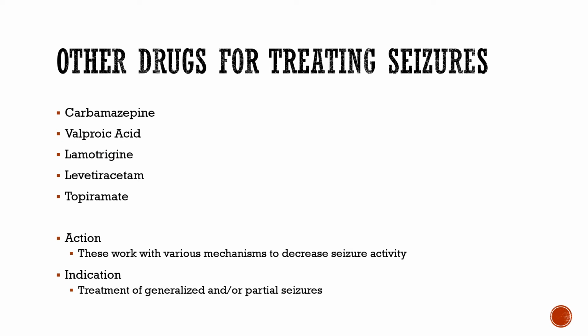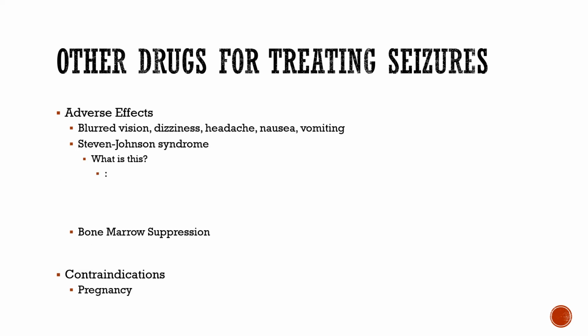for those seizure patients that are pregnant. These all work in various mechanisms, so we won't go through each of them, but these ones are used primarily just for the general or partial seizures. These aren't status medicines. These are just control medicines. Adverse effects, again, those CNS effects, blurred vision, dizziness.